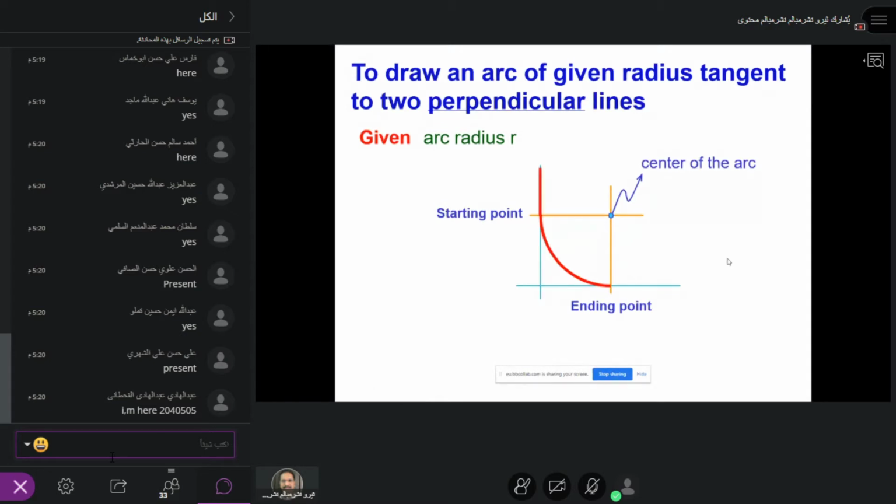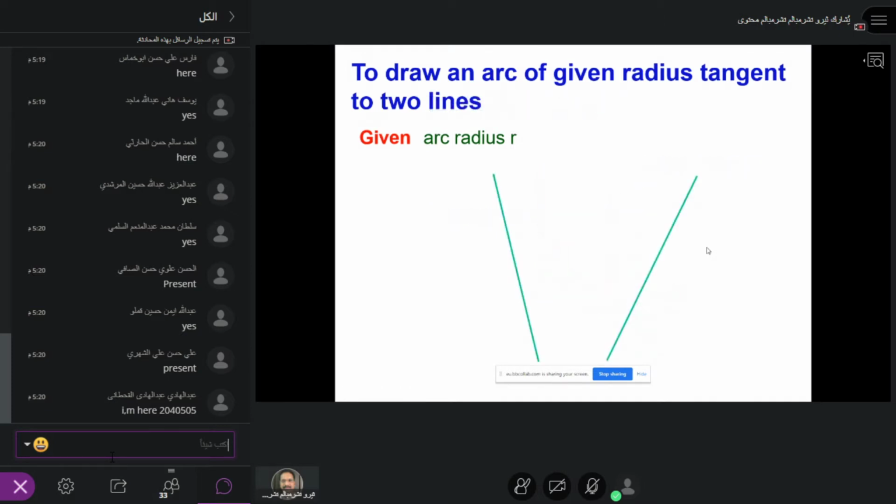Now you only have to work like this, because once you are accustomed, once you are practiced, then it's going to be very easy for you. You can use your mini drafter itself. You don't need to use the tri-square. Simply you can use the mini drafter, and you can draw it very quickly. Correct? Okay. The next one is to draw an arc of given radius tangent to two lines.